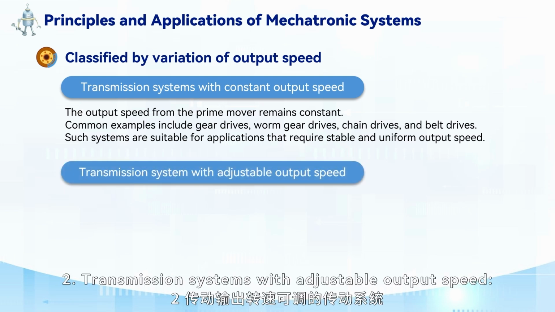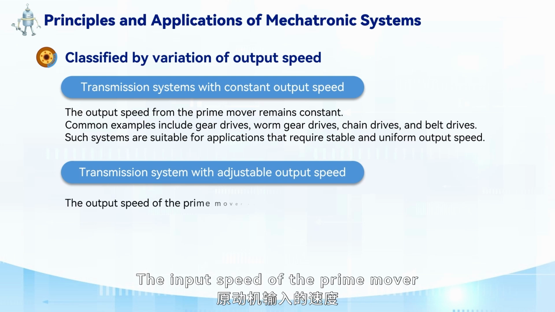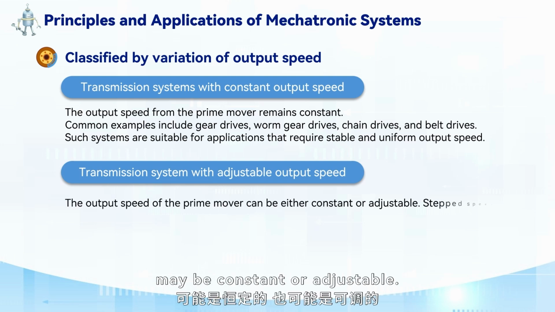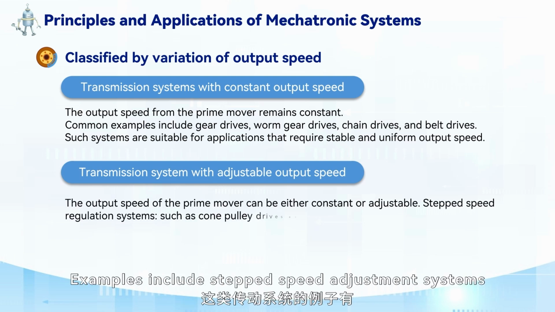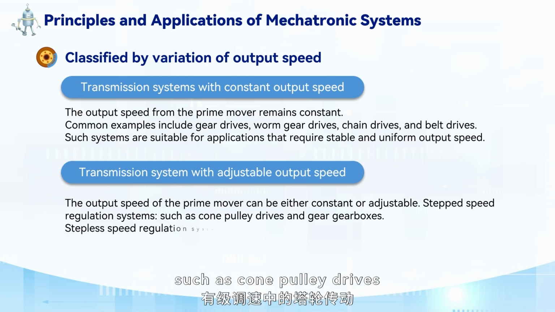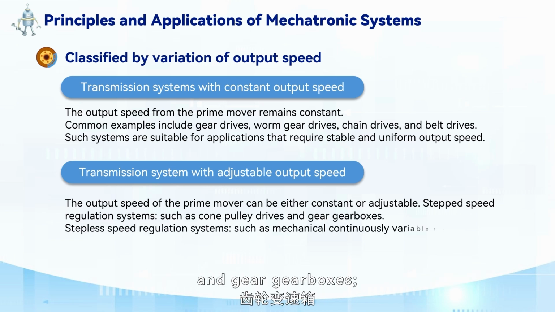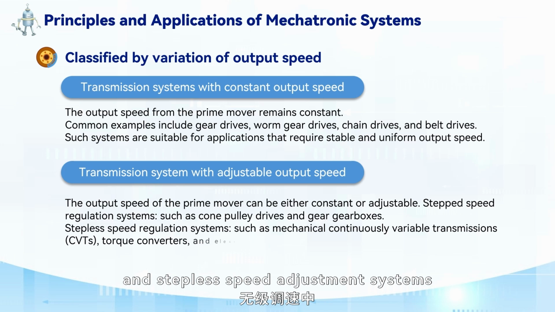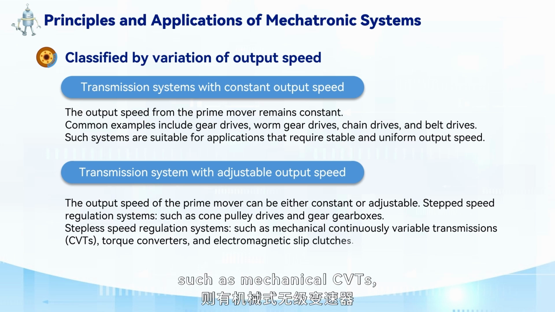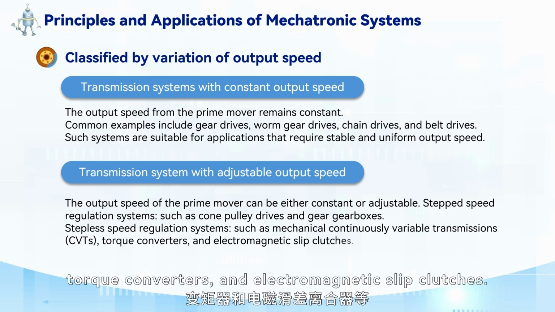2. Transmission systems with adjustable output speed. The input speed of the prime mover may be constant or adjustable. Examples include step speed adjustment systems such as cone pulley drives and gearboxes, and stepless speed adjustment systems such as mechanical CVTs, torque converters, and electromagnetic slip clutches.